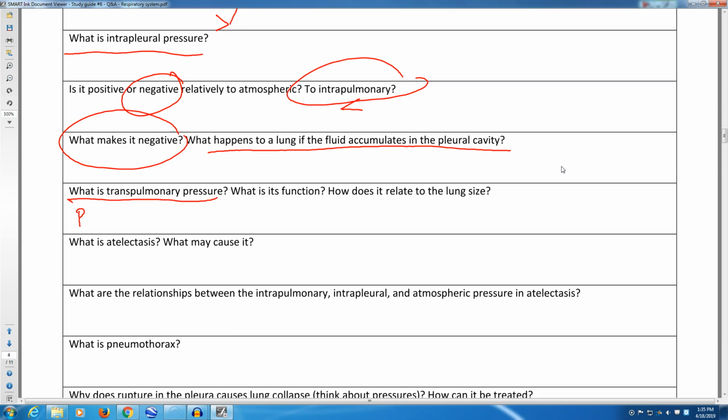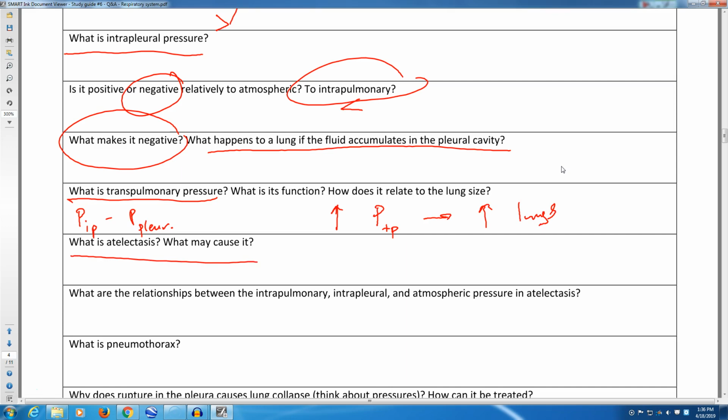Transpulmonary pressure is the difference between intrapulmonary and intrapleural pressure. Its function is to maintain the lungs inflated. The bigger the transpulmonary pressure, the bigger the lungs.